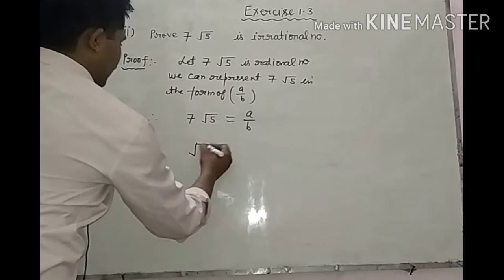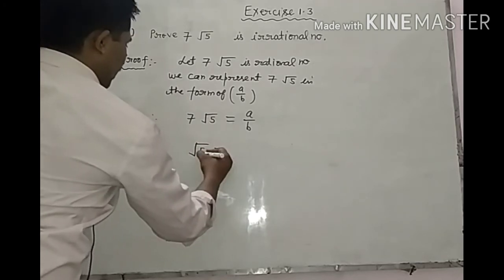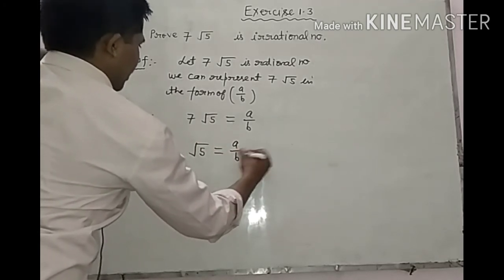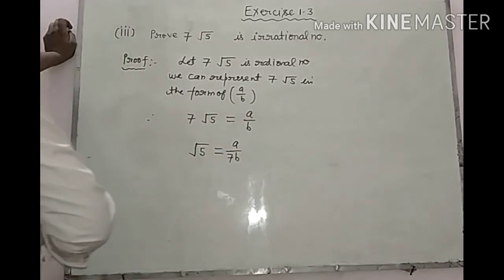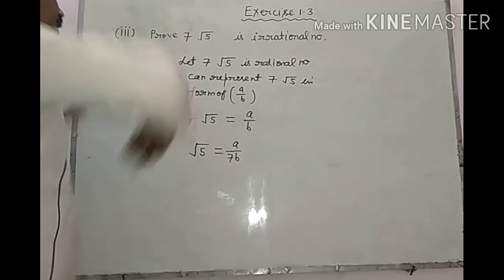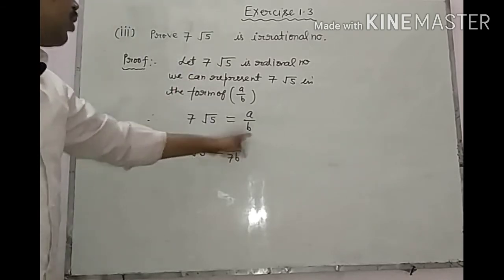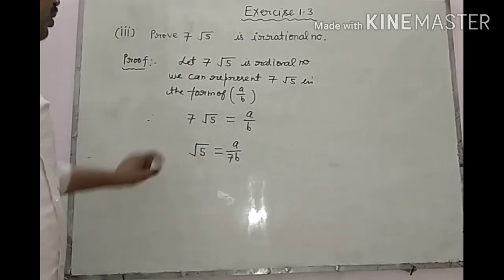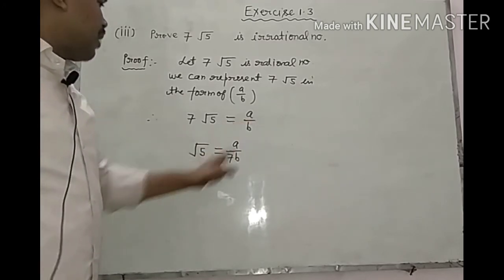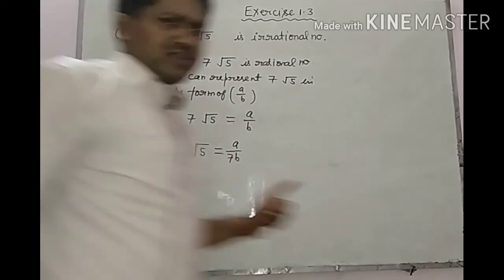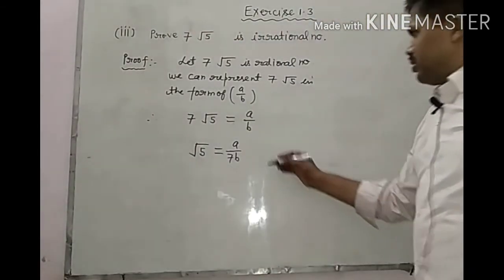So root 5 will be a by b upon 7, that is a upon 7b. 7 root 5 equal to a upon b. Therefore, root 5 will be a upon 7b. Here, students, a upon 7b.